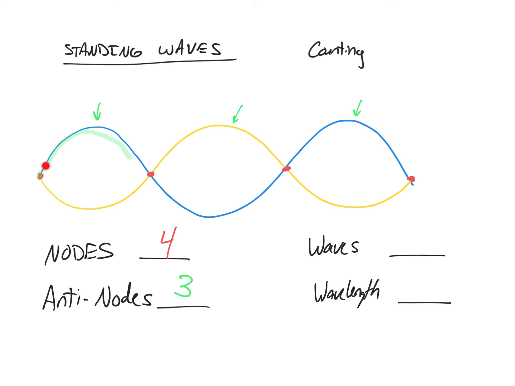To find the number of waves, you want to trace what a full wavelength would look like from start back to start. This is one wave. However, there's more drawn. There's actually an additional half right here that you can see. So in this picture, there are actually 1.5 waves total.